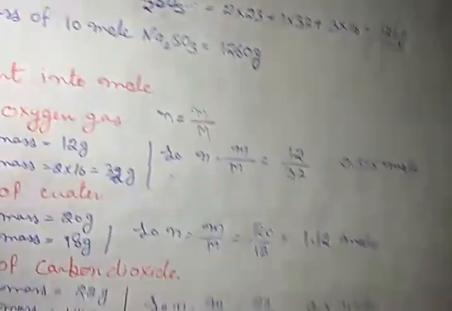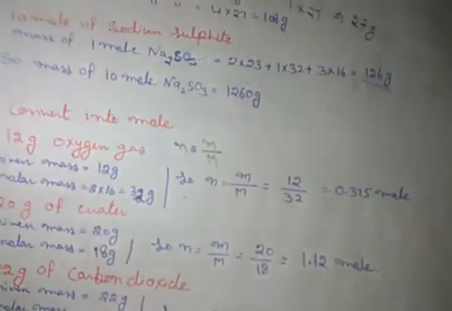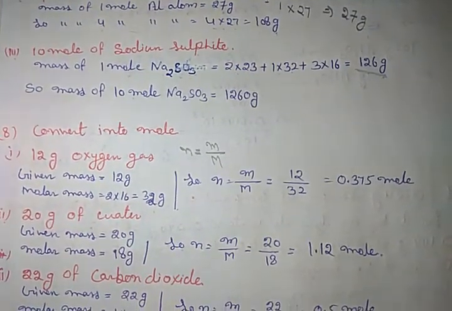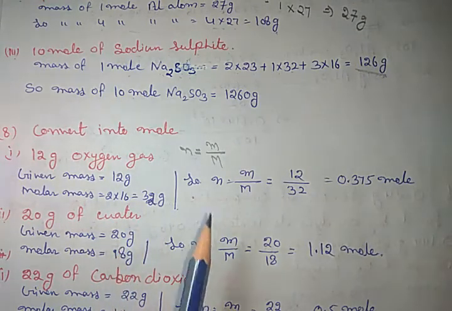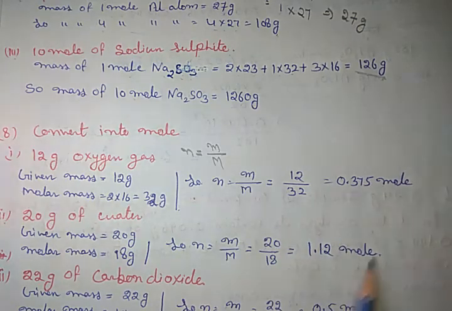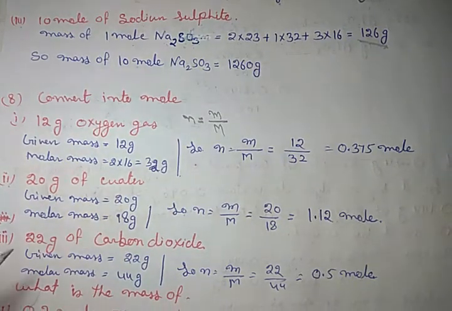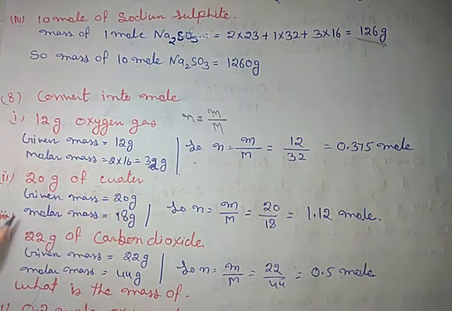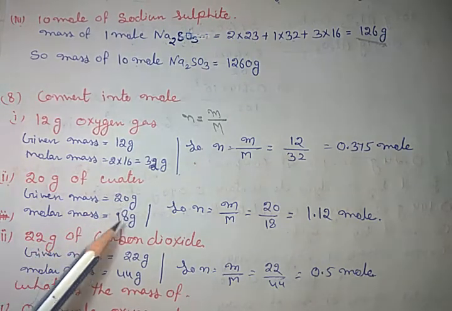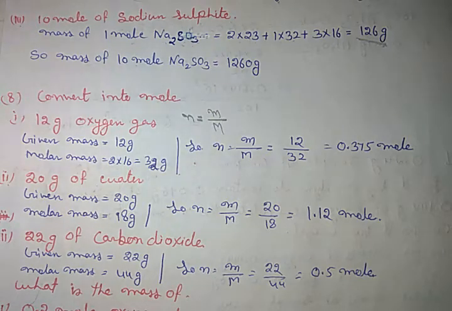So here in the first question, that is 12 gram of oxygen. The molar mass of oxygen is 2 into 16, so that is 32. So n is m upon M, 12 upon 32. The answer is clear. Similarly, 20 gram of water. Given mass 20 gram. The molar mass of water is 18 gram, because water means H2O. Two hydrogens, so 2. One oxygen is 16, so 2 plus 16, that is 18.